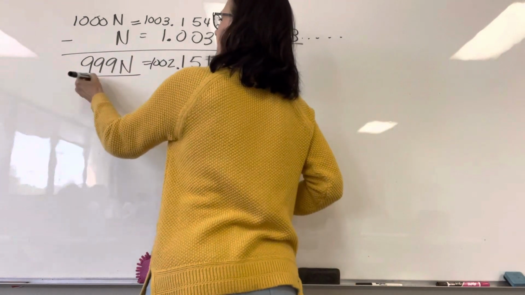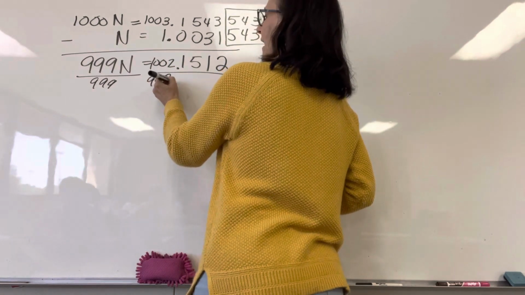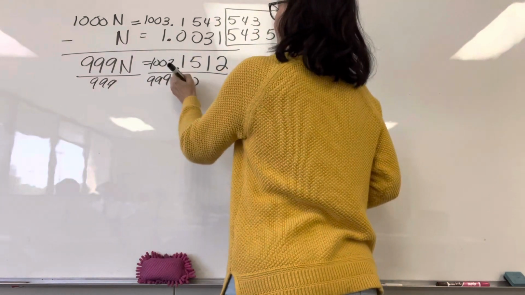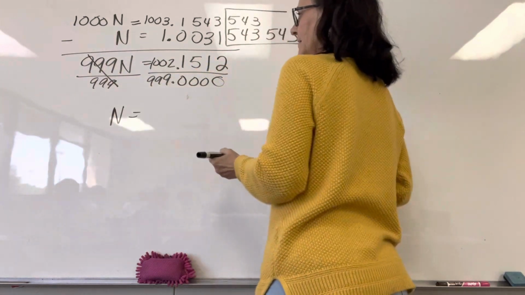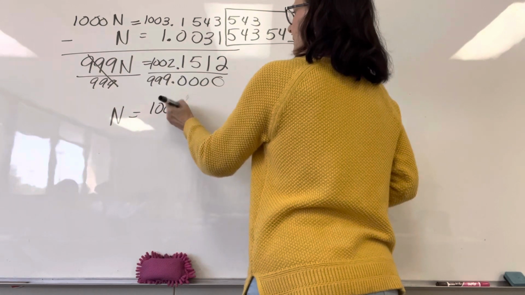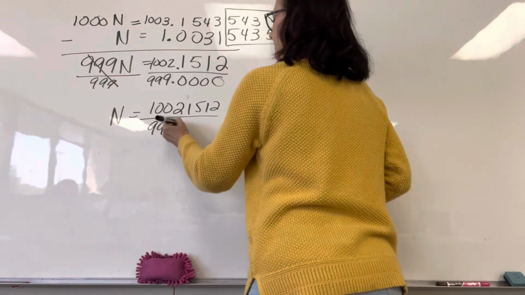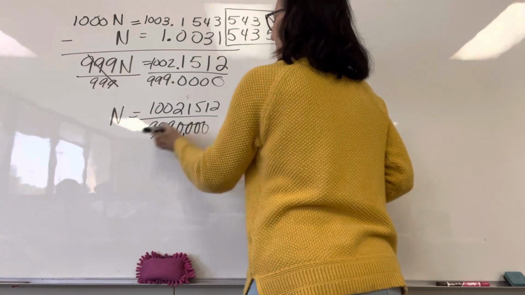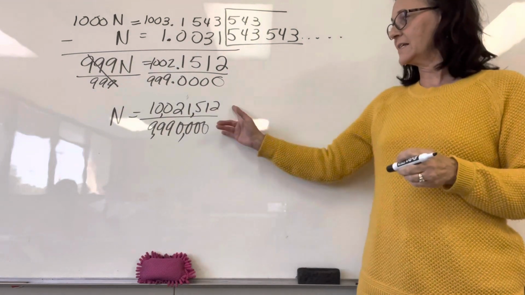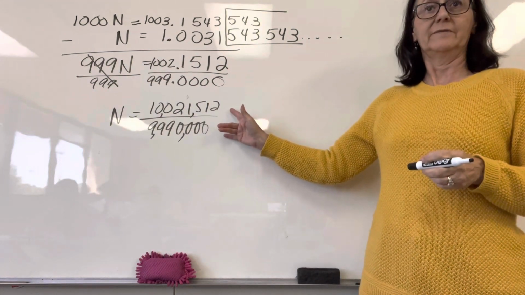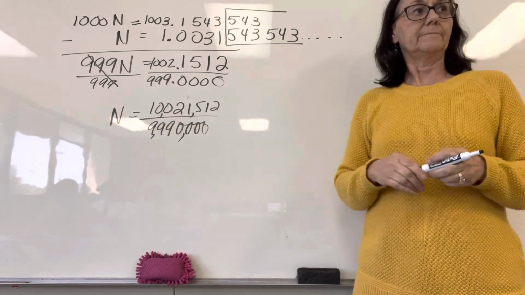Now divide both sides by 999. But I'm going to write the same amount of zeros and then eliminate the decimal. And I can simplify that because they're both divisible by 2. You probably can't put that in your calculator, but you could simplify it.